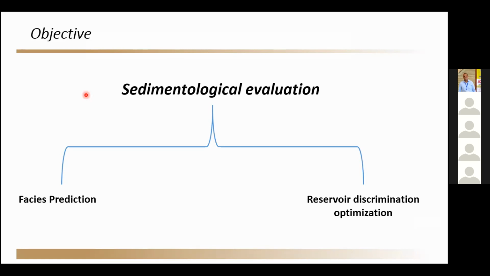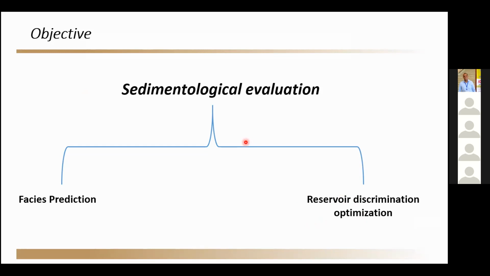So if I discriminate my reservoir first based on this parameter, and then force the petrophysicist to create a regression equation from the porosity-permeability relationship based on my description, I will discriminate the reservoir actually based on the factors controlling the hydraulic flow. I will deliver to the reservoir engineer an optimized reservoir discrimination. These are the two arms of the sedimentological evaluation.